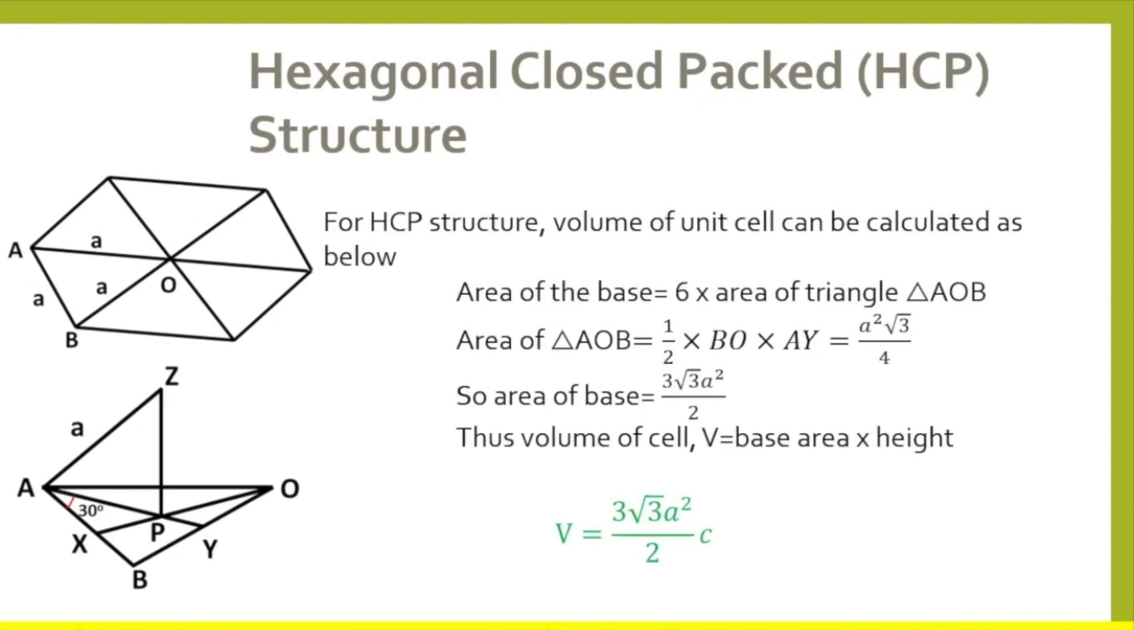Now for the HCP structure, the volume of the unit cell can be calculated as given here. Because in the base there are 6 equilateral triangles and the area of each triangle is a square root 3 by 4, the total area of the base will be like this, and thus the total volume of the cell can be given by base area into height, and thus the total volume is given here.